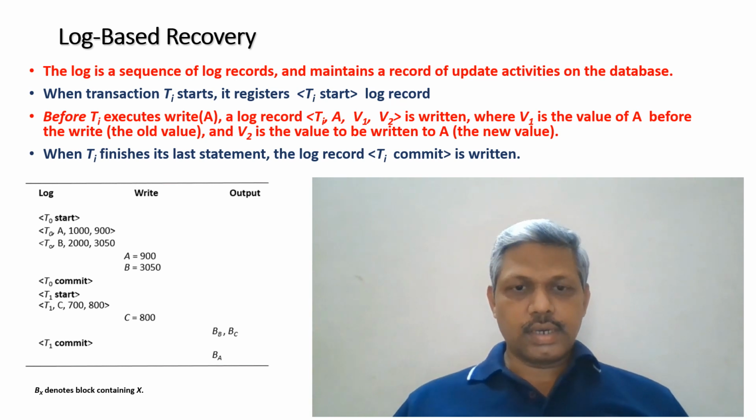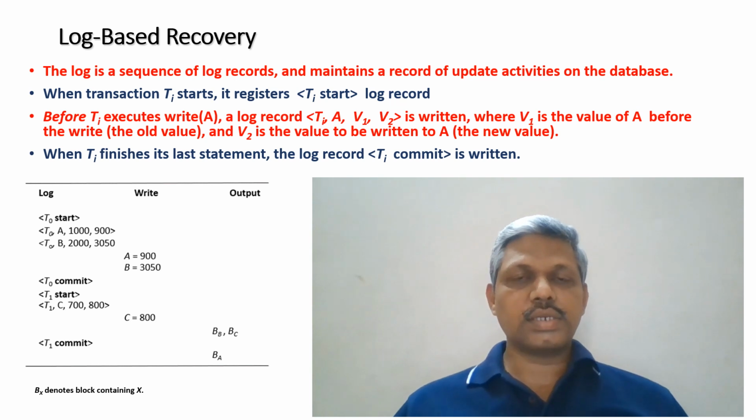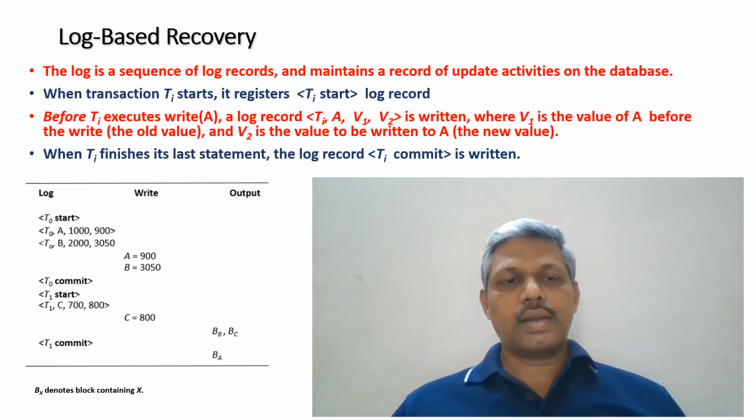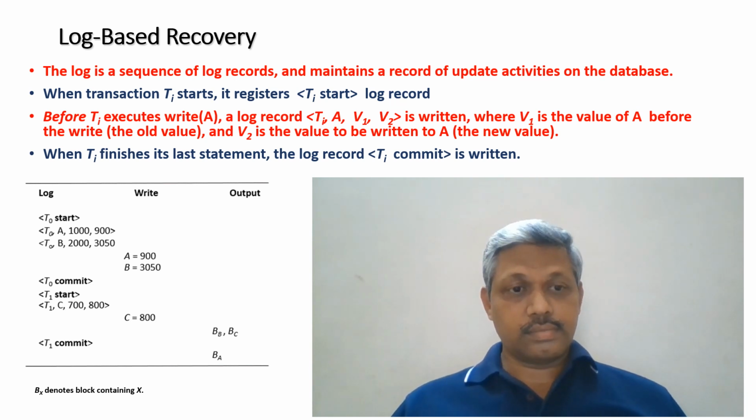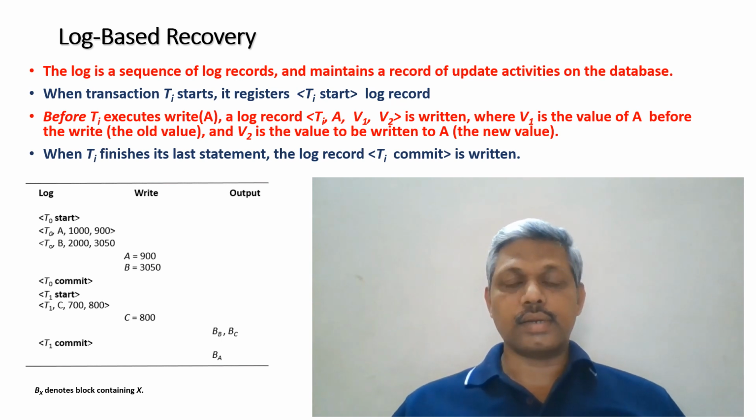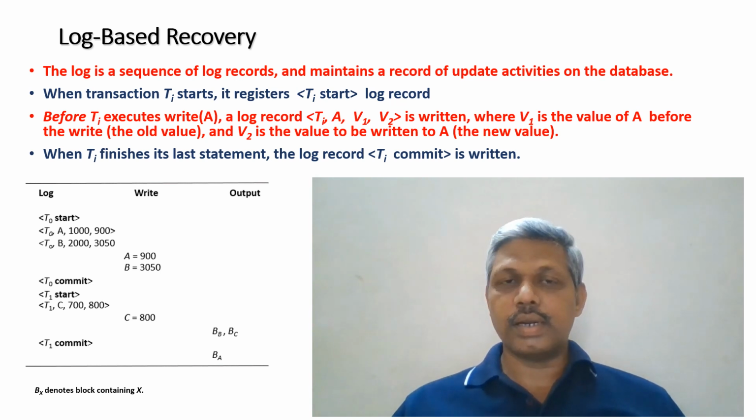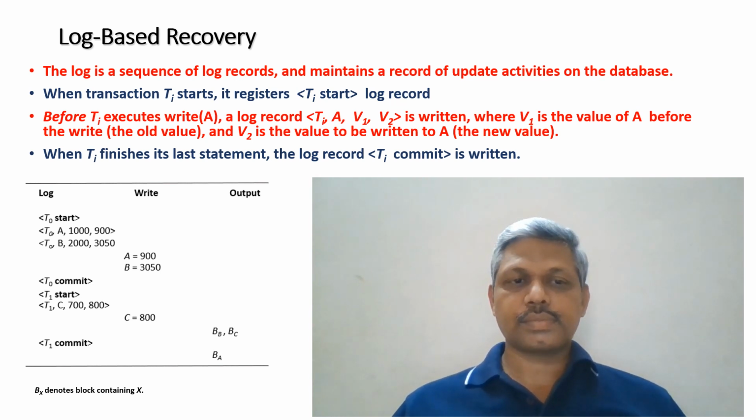To understand it better, let us talk about an example here, which consists of log records created by two transactions, T0 and T1. If you observe, T0 has modified two database objects A and B from 100 to 900 and 2000 to 3050, and T0 has committed also. Commit log record is also created. And T1 is another transaction. It has modified the database object value C from 700 to 800, and T1 has been committed.